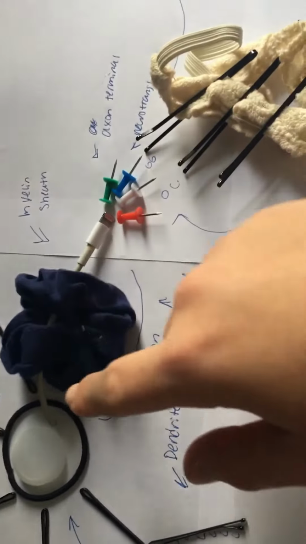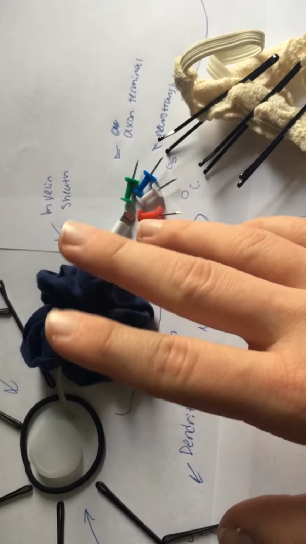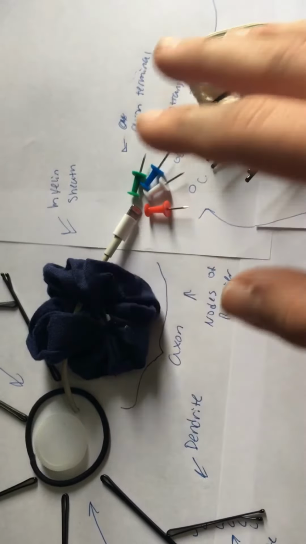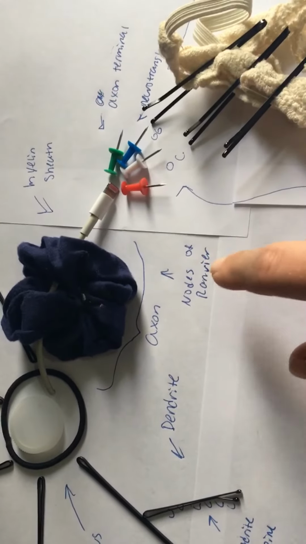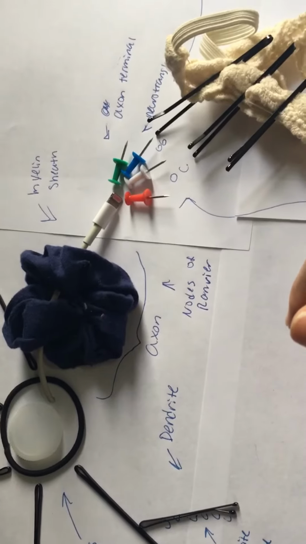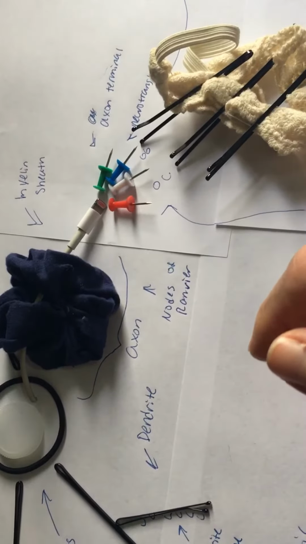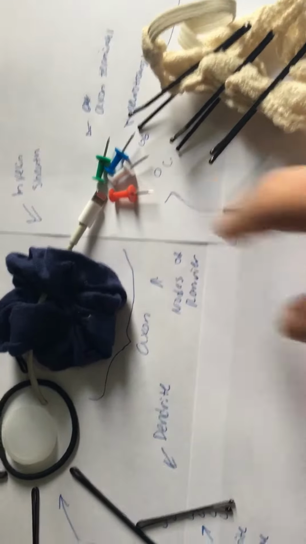The myelin sheath is just fatty tissue that insulates the axons and increases the velocity of conduction of the action potential on the axon. And then this is the spaces between the myelin sheath and the axon, and that helps generate fast electrical impulses down the axon.